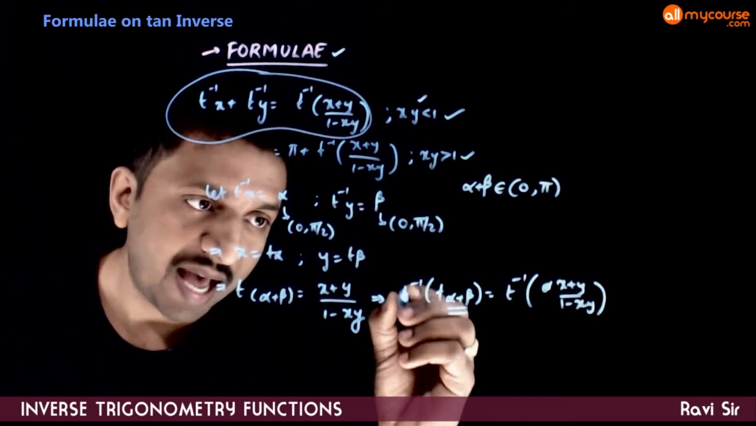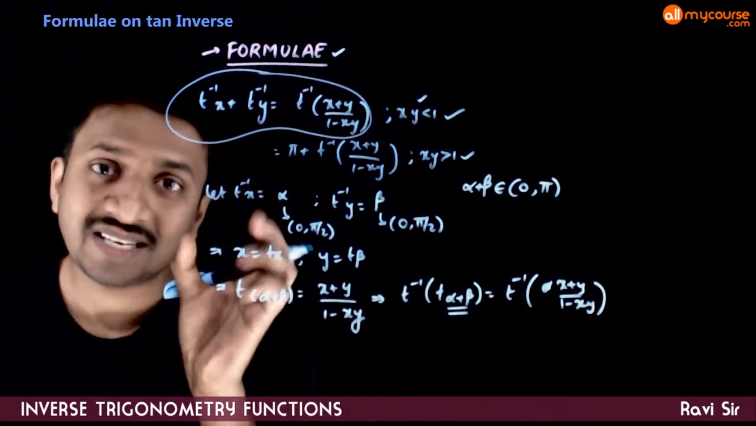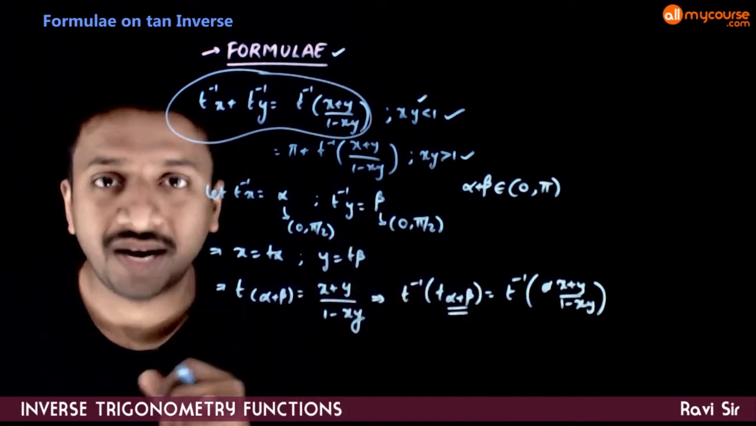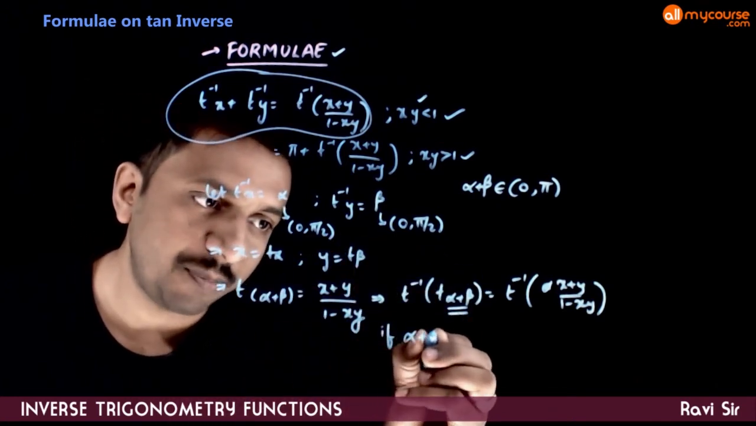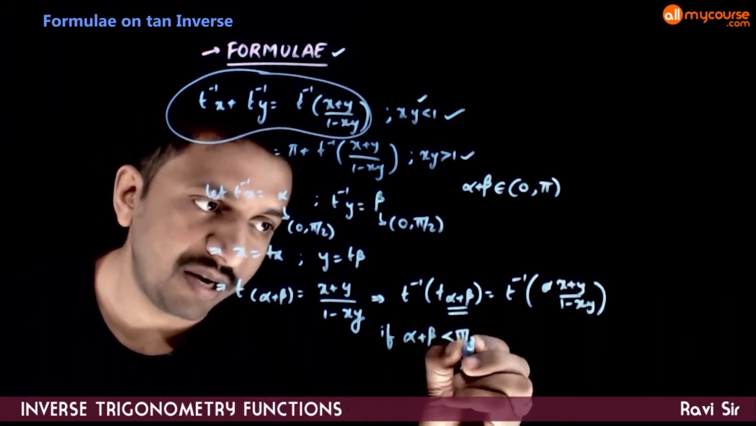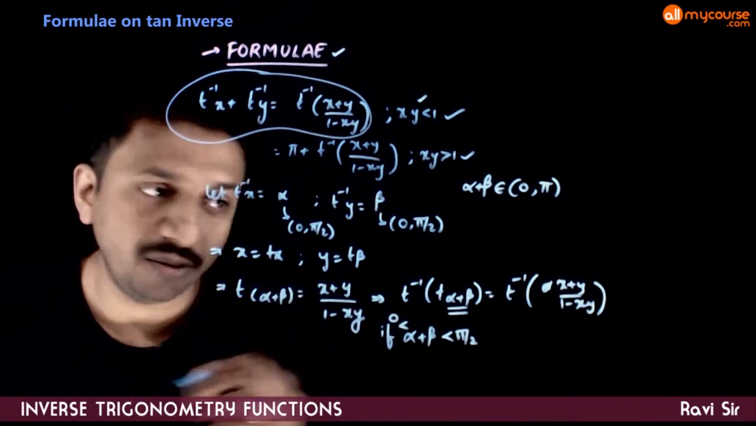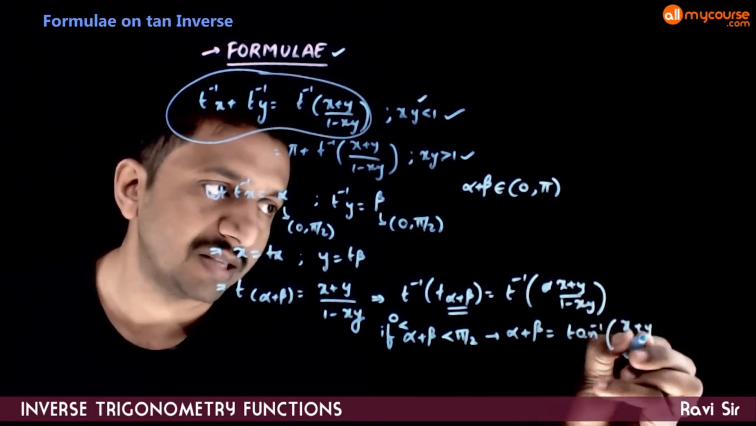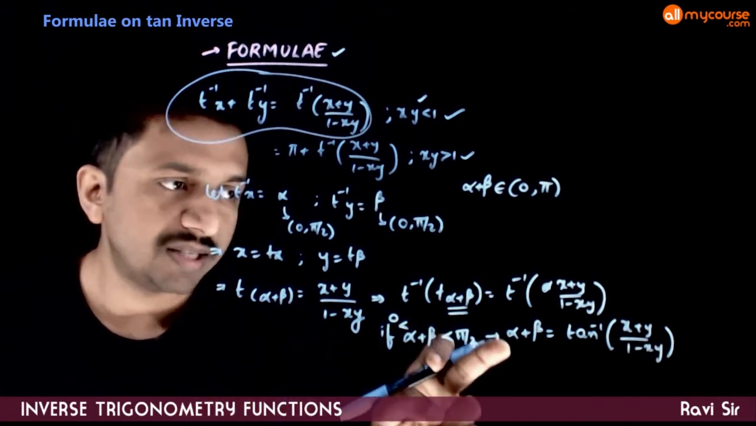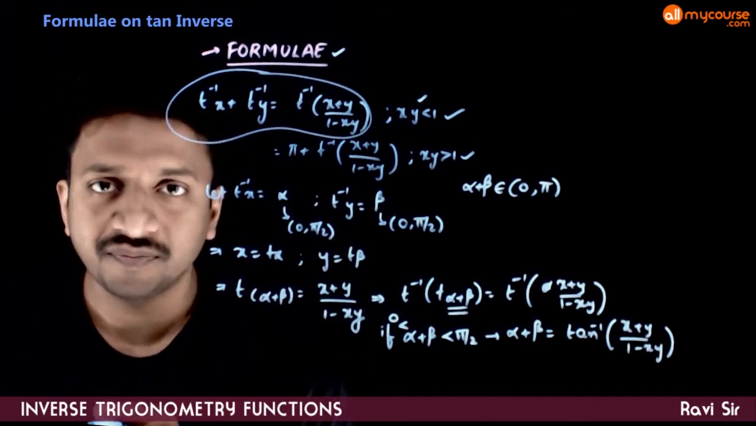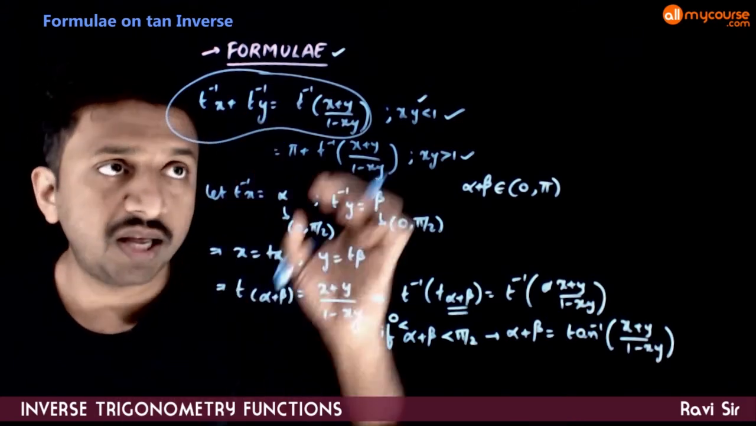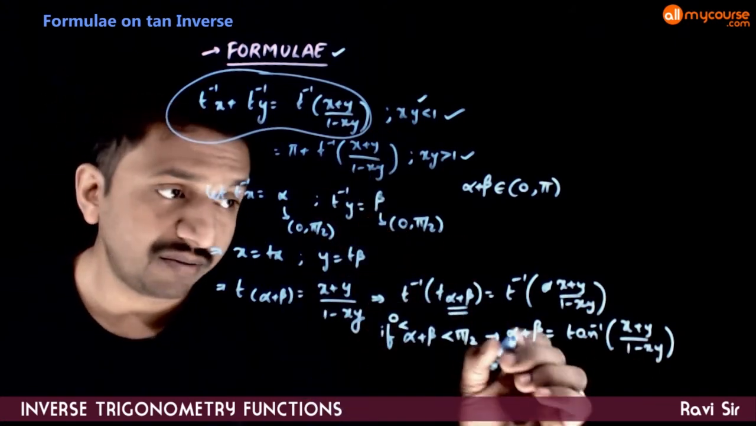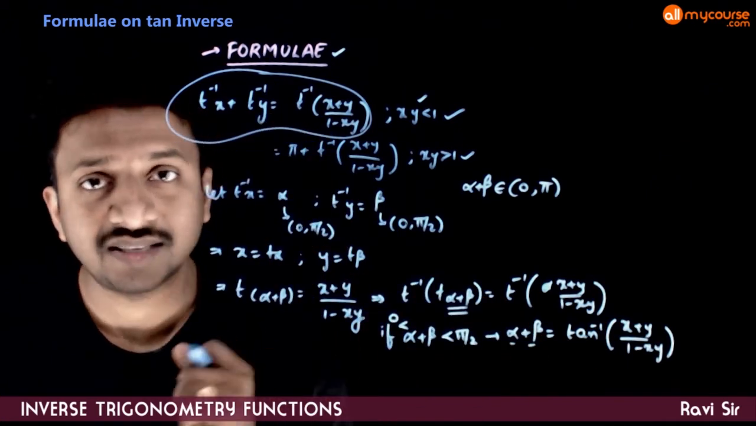So what I say is, I'll cancel these two if alpha plus beta is less than pi by 2. That is, from 0 to pi, if alpha plus beta is in between 0 and 90 degrees. So if alpha plus beta is less than pi by 2, that is in between 0 and pi by 2, you get alpha plus beta is equal to tan inverse of (x plus y) by (1 minus xy). What is alpha and beta? Tan inverse x plus tan inverse y. So tan inverse x plus tan inverse y is equal to tan inverse of (x plus y) by (1 minus xy) if right now alpha plus beta, the sum of these two angles, is less than 90 degrees.